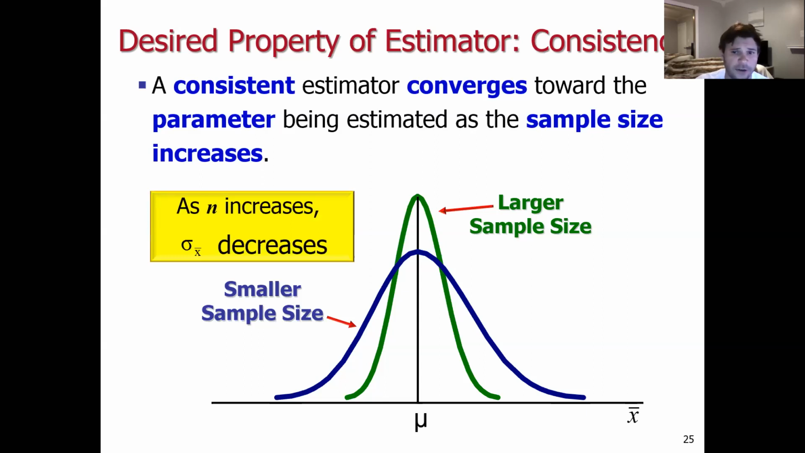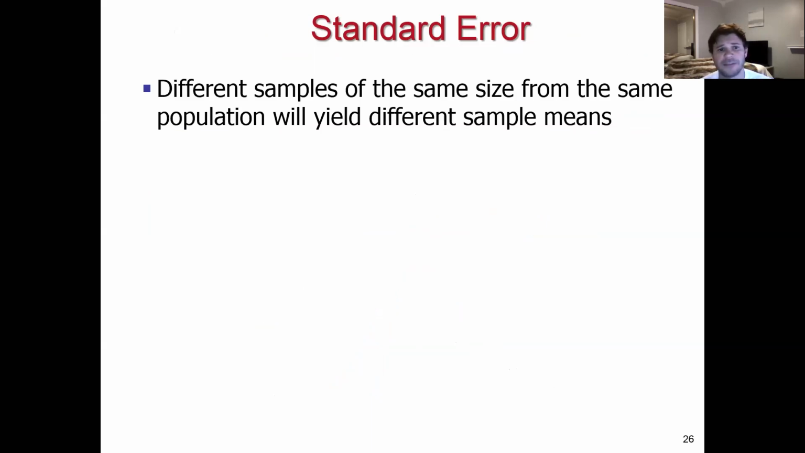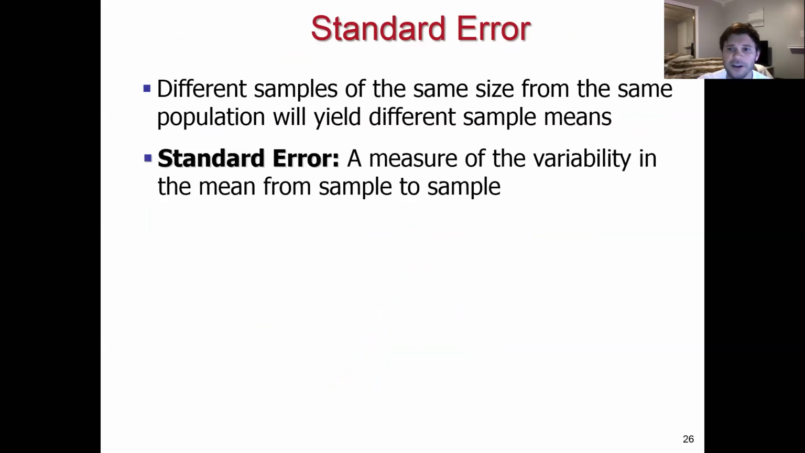Now, what is the standard error? Standard error is just a fancy word for the standard deviation of the sampling distribution. What that means here is if you have samples of different sizes drawn from the same population, they could yield different sample means. We saw that, right? There is some sampling error here. The standard error is essentially a measure of that variability in the mean as we move from sample to sample. So this is really capturing, to some extent, some sampling noise.